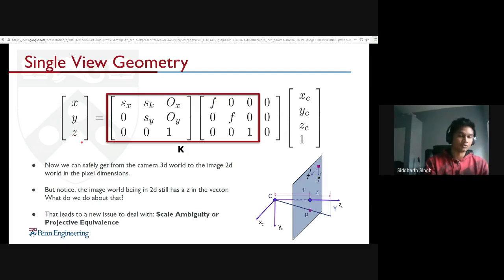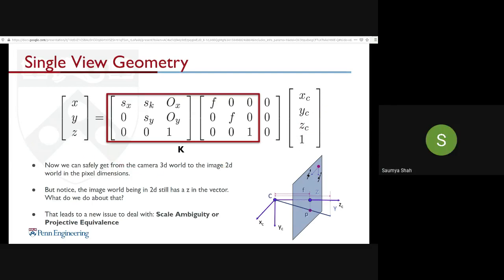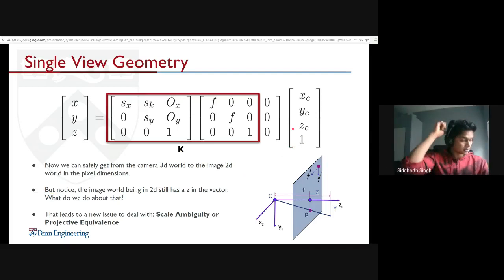Because as we move down in the lectures, you'll realize that it's not that we have the world coordinate frames and we're trying to see the pixel coordinate frames. We're trying to do the opposite. We have the pixel coordinates and we're trying to find the camera coordinates. Sorry, correction, that is the camera coordinate frame.